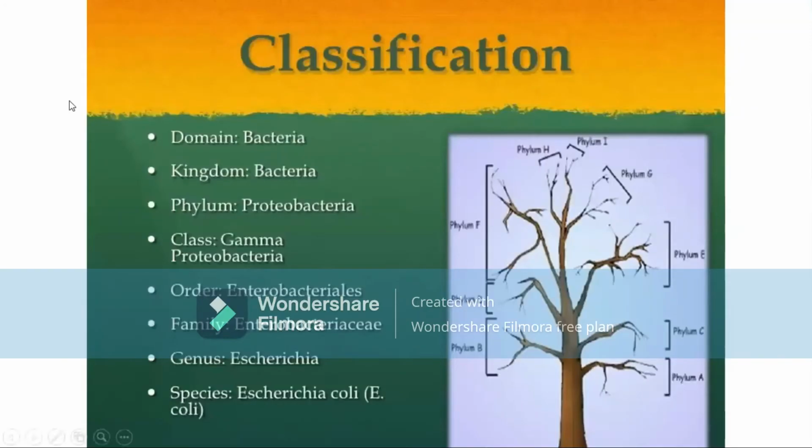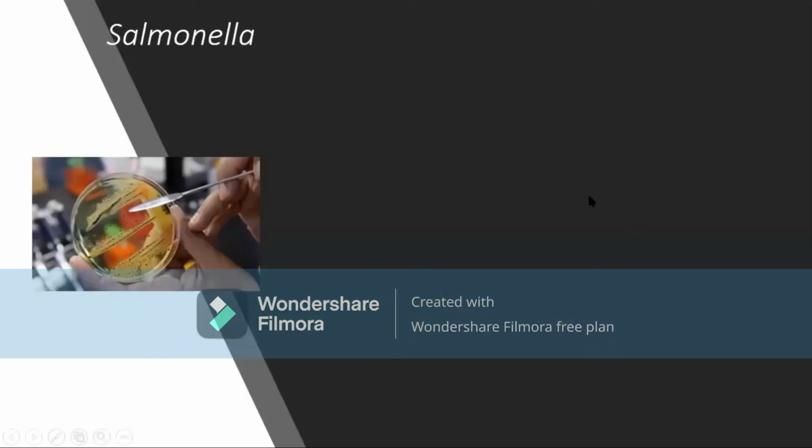And now, since it is a well-studied organism, I can give you an example of how things are written when the classification is explained. Taking the example of E. coli, you can see that its domain is bacteria, its kingdom is bacteria, and its phylum, which we are studying, is proteobacteria. It belongs to the class Gammaproteobacteria. Its order is Enterobacteriales, its family is Enterobacteriaceae, the genus is Escherichia, and the species is Escherichia coli.